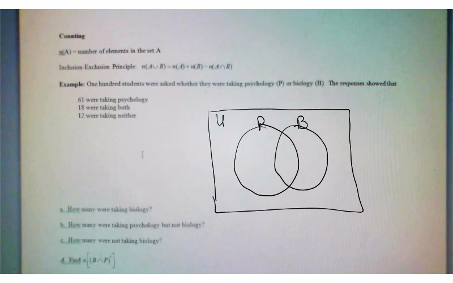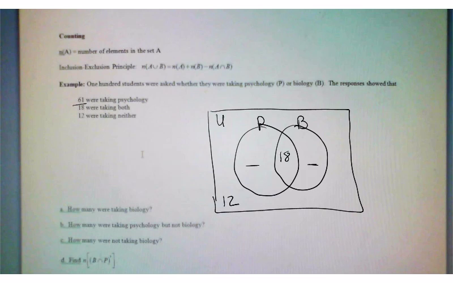If we look at the next statement, 18 were taking both. There is no confusion there. If you are taking both classes, then you live right in the middle. 12 were taking neither. Well, there's no ambiguity there either. Those 12 live in the universe but outside the circles. What we need to figure out is how many are taking psych only and bio only.